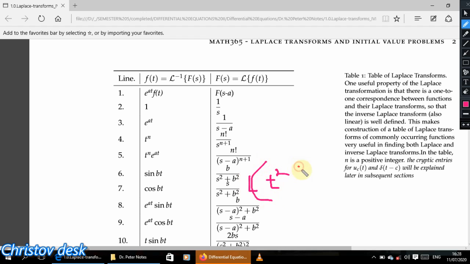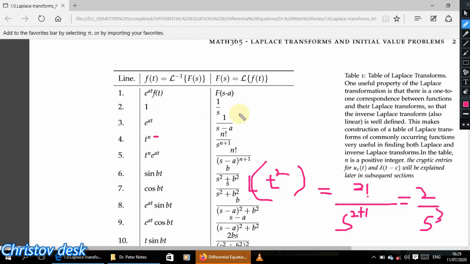Per this formula, the power is n, so you need n factorial. It means that I need 2 factorial divided by s raised to the power n plus 1, so s raised to the power 2 plus 1. That will give me 2 factorial, which is 2, over s raised to the power 3. So that's going to be the Laplace transform of t raised to the power 2. You can do that for t raised to the power 3, 4, 5 in that order.